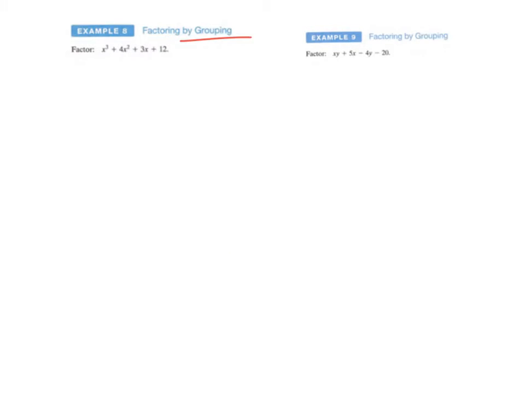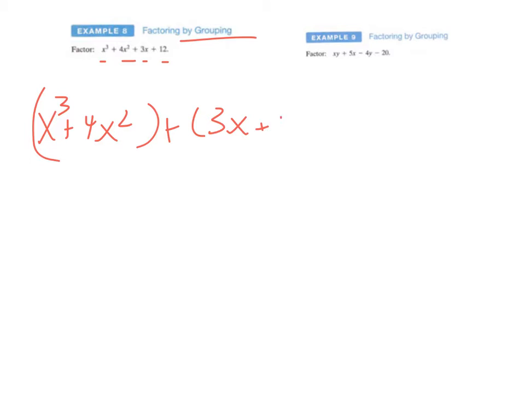Factor by grouping, when there's no common factor, there's nothing common between any of these, we group them. I'm going to group my first 2 together, like this, and my next 2 together, like this, and then I factor just these 2. So I'm going to factor this. Greatest common factor happens to be x squared. And when I factor that out, I'm left with x plus 4.